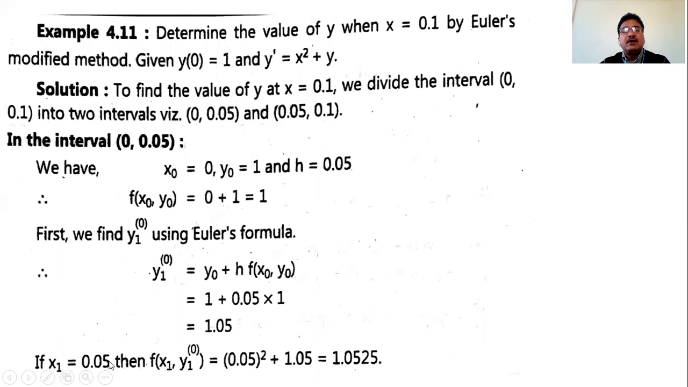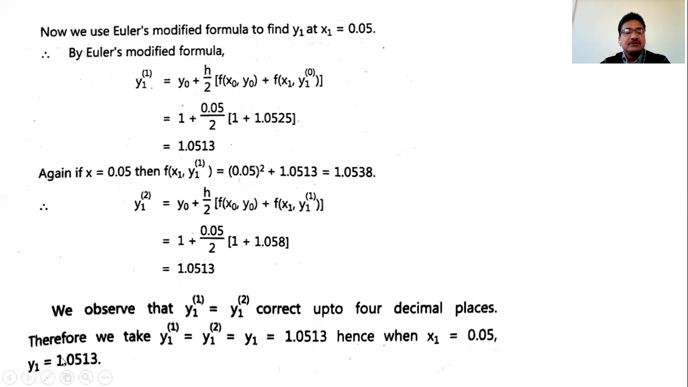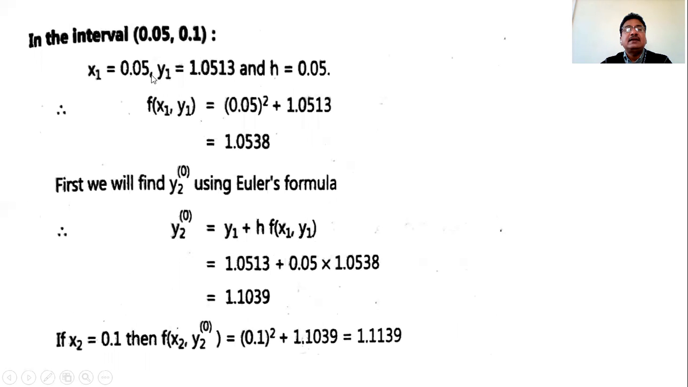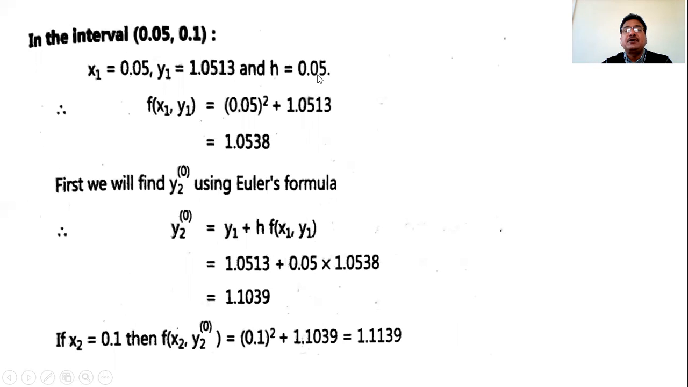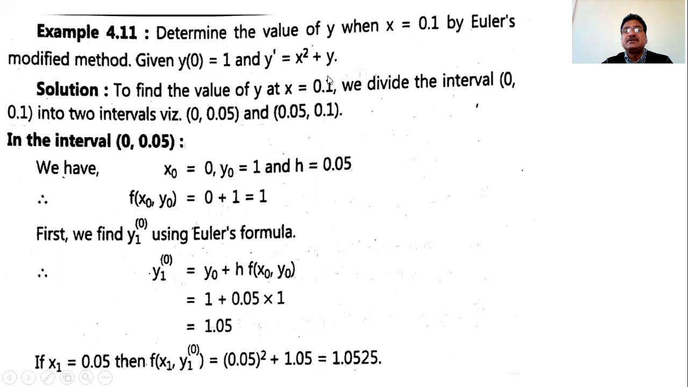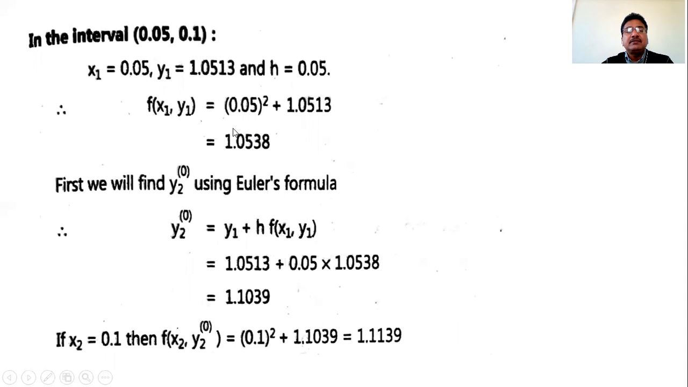So we are given y naught, and then we have y1. What is y1? The value of y at x equal to 0.05. Then take the next interval, 0.05 to 0.1. Now x1 is 0.05, y1 is 1.0513, this last value of y1, and h is 0.05. Then what is f of x1, y1? It is x1 squared plus y1, by using this formula f of x, y equals x squared plus y. And then we have this f of x1, y1.